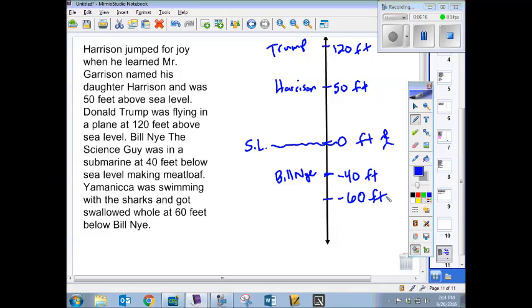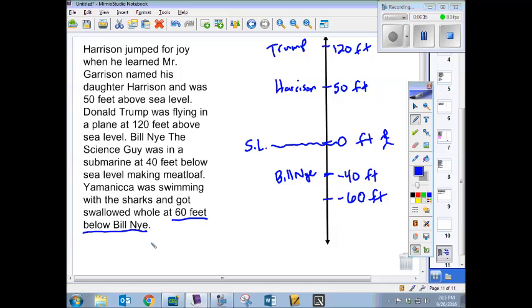Okay? Why is that incorrect? Every year I have students think that Yamanika is at negative 60. Who wants to explain it? Justin. If you look, it says 60 feet below Bill Nye, not below sea level. Absolutely. Did you guys see that?